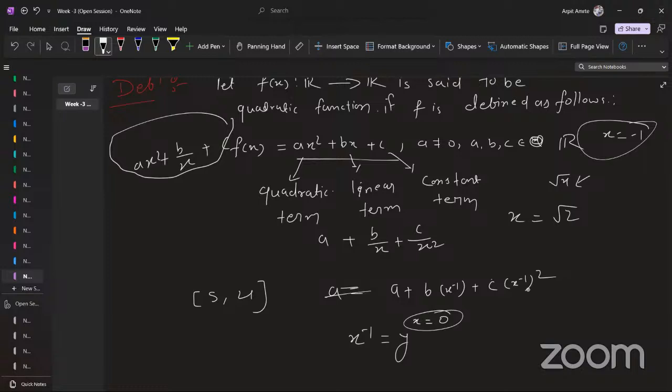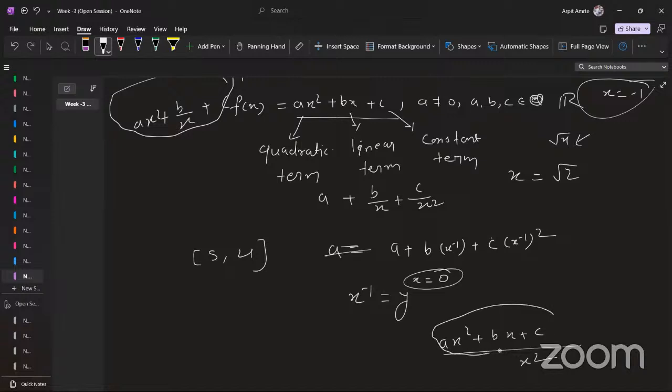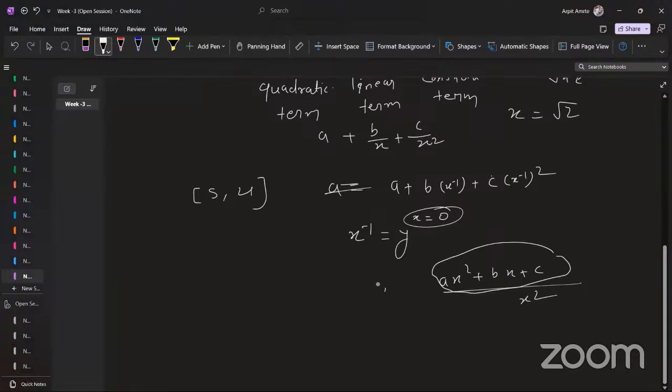Excuse me, sir. For the equation a plus b by x plus c by x square, if we take LCM, then we will get x square, so it may be possible that it's a quadratic function. But your x square will be in the denominator, right? You cannot exclude that x square, because x can be equal to 0. Sir, you can write it like this, so this above term will become your quadratic function. Though the above term will become your quadratic function, if you are considering f x equals this kind of thing, this will not be a quadratic function.